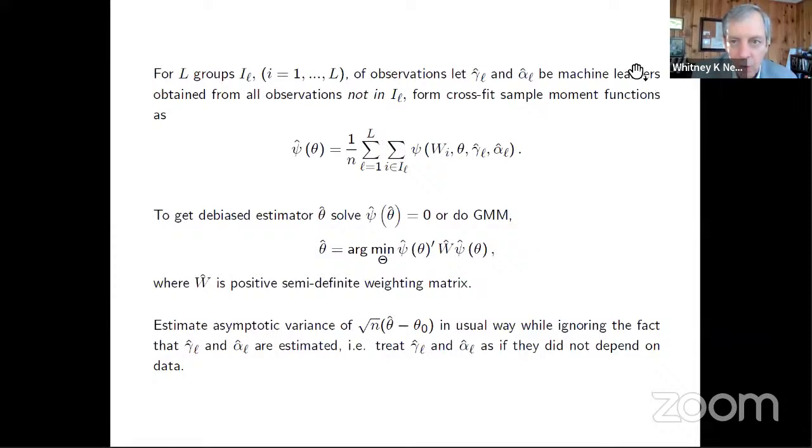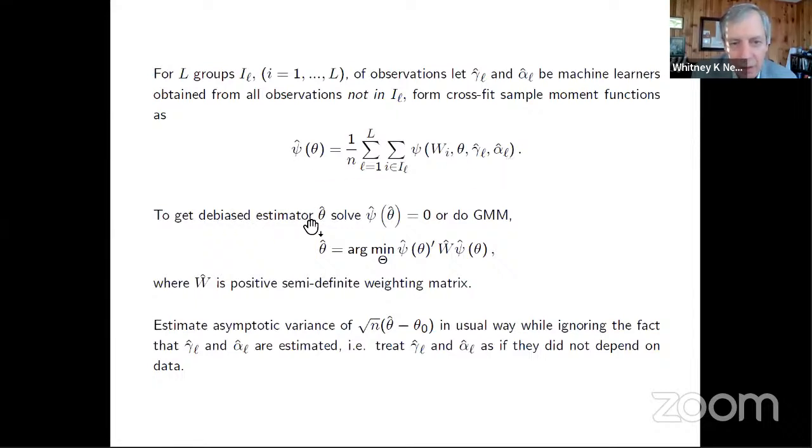Okay, so that's the orthogonal moment function. Once we've got it, we just do the cross-fitting. Easier said than done, perhaps. I mean, we actually have to compute these things. But hey, we have fast computers, right? If you've got a nice algorithm for this, it's straightforward to do. Then do this cross-fitting to create cross-fit debiased moments.